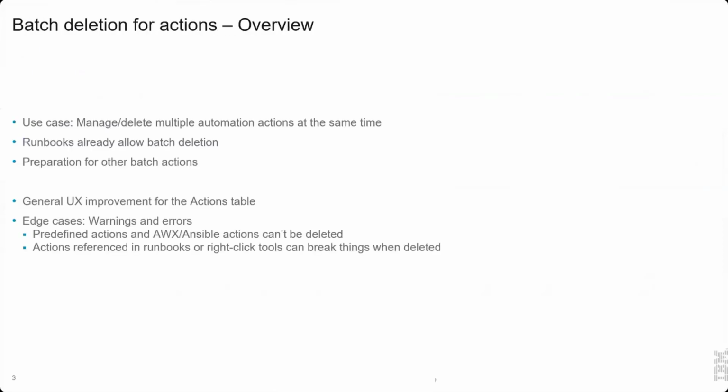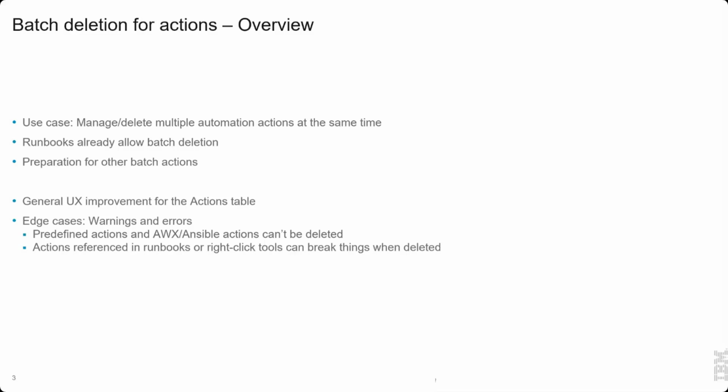This is primarily a UX improvement for the actions table. The use case being if you're working with a lot of actions, a large library, you want to be able to manage them in bulk and delete multiple at the same time, which was previously not possible. The Runbooks UI already supported this, and part of the general theme of the past couple releases in this area has been to align those 2 experiences, so that's why we're also bringing the same feature for actions now.